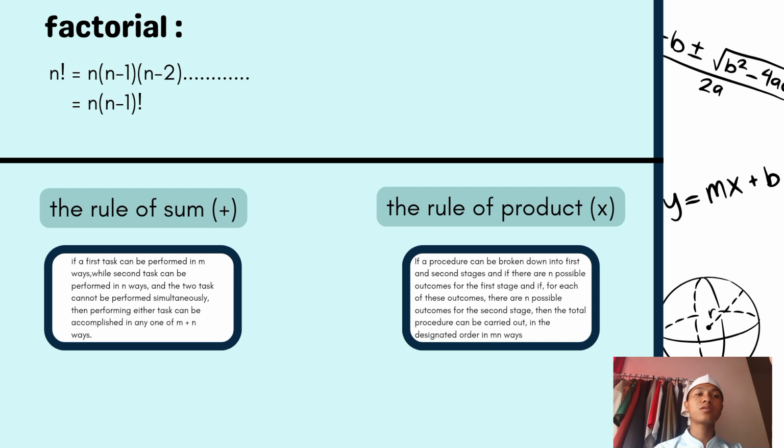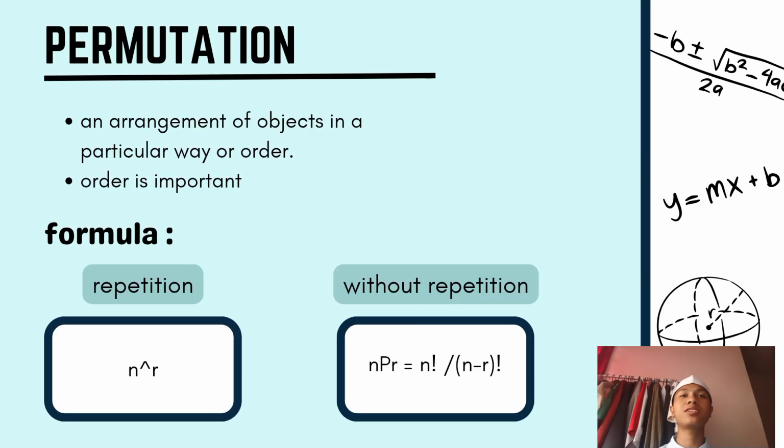The rule of product is, if a procedure can be broken down into first and second stage, and if there are m possible outcomes for the first stage, and if for each of these outcomes there are n possible outcomes for the second stage, then the total is m times n ways. We go to the permutation. Permutation is an arrangement of objects in a particular way or order.